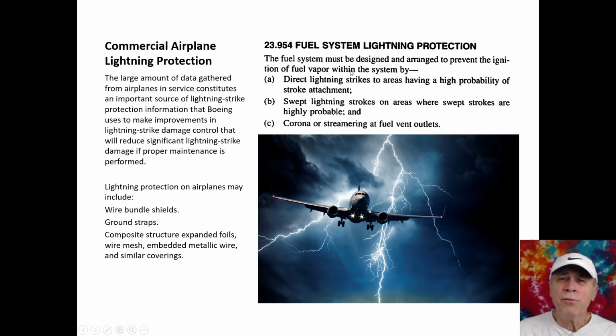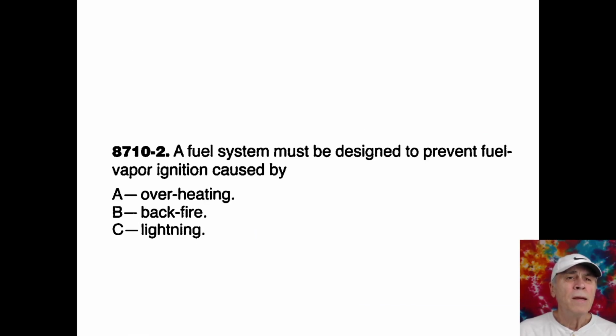Basically, we're going through some of the requirements under Part 23, the 900 series, which covers aircraft fuel systems, because the questions are geared towards them. Here's a newer question. A fuel system must be designed to prevent fuel vapor ignition caused by what? Well, we just read it. It's not overheating or backfire. It is lightning.